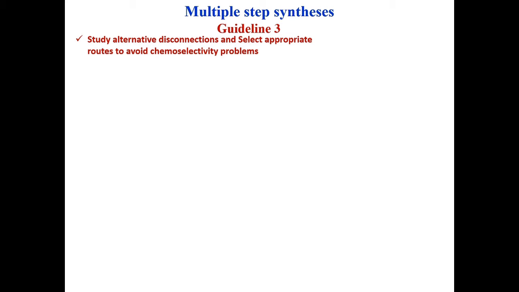So in this lecture I am going to talk about guideline number 3, and these guidelines are being used in retrosynthetic analysis. Guideline number 3 says that we should consider the alternative disconnections and choose the appropriate route that avoids the chemoselectivity problem. So let's see how these guidelines are useful in the retrosynthetic analysis.